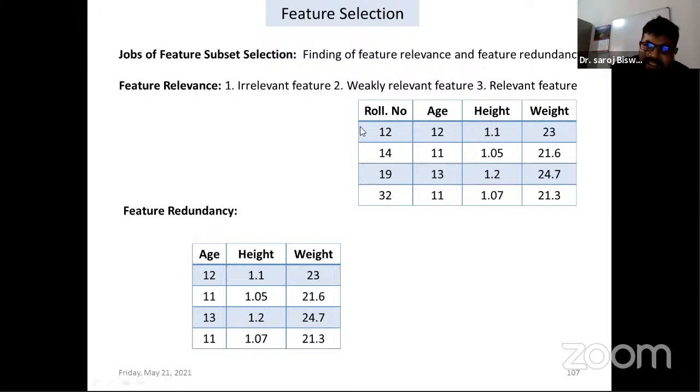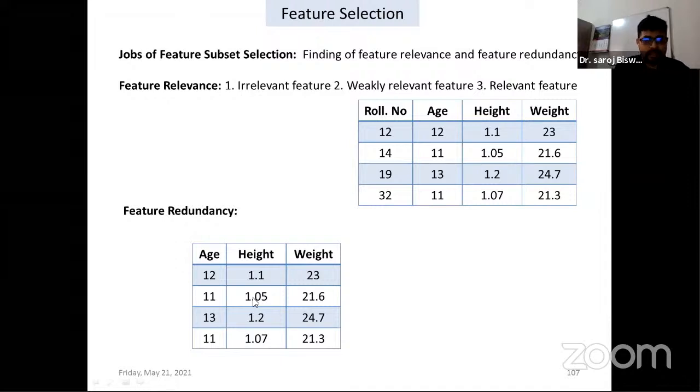Here you see, after discarding this roll number, what do we have? We have age and height. Using this age and height, our objective is to find the weight. Looking here, the age is 12 and the height is 1.1. The weight is 23. Now the weight decreases to 21.6. As the weight is decreasing, we look at the trend of age and height. Age is also decreasing, and height is also decreasing.